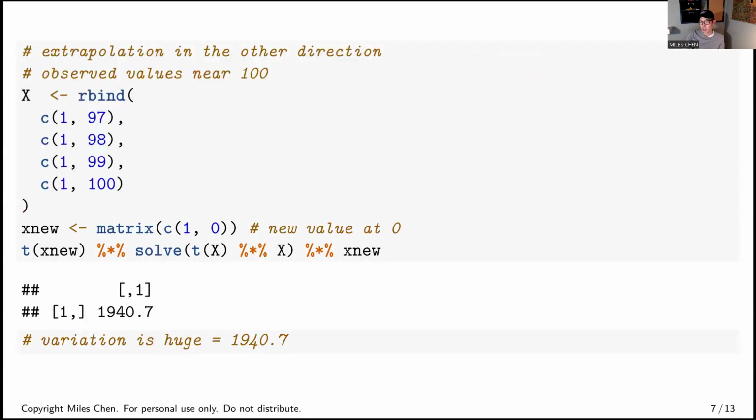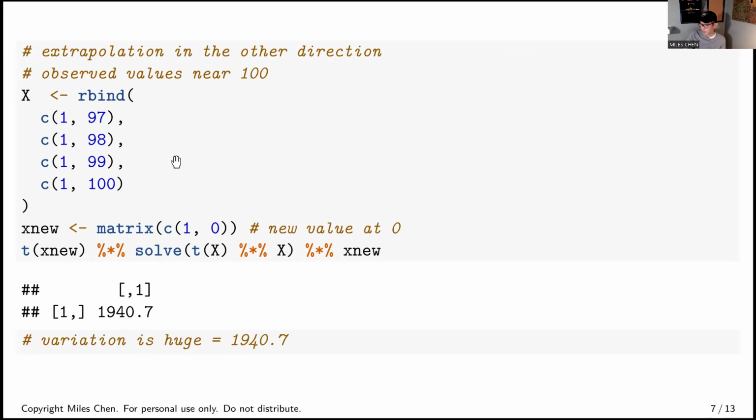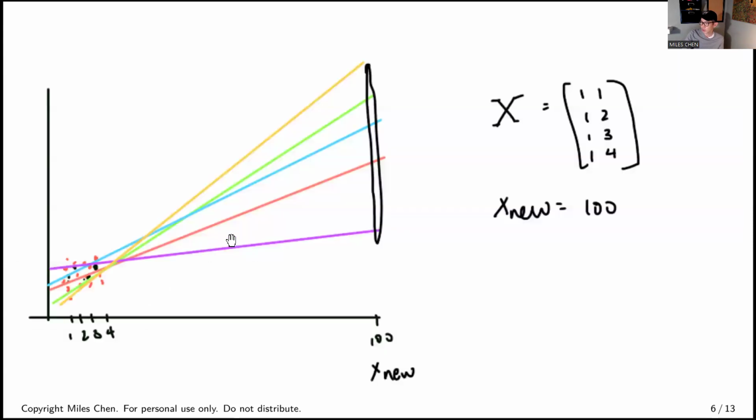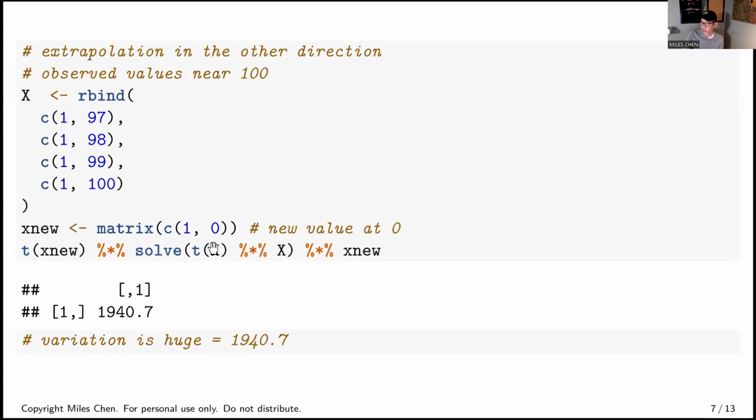Just the same kind of thing happens if you extrapolate in the opposite direction. So we have X values 97, 98, 99, 100, and our new observation is at 1, 0. Then we also have a huge amount of variation there as well. I don't have a picture going with that one, but it's the same kind of idea here.